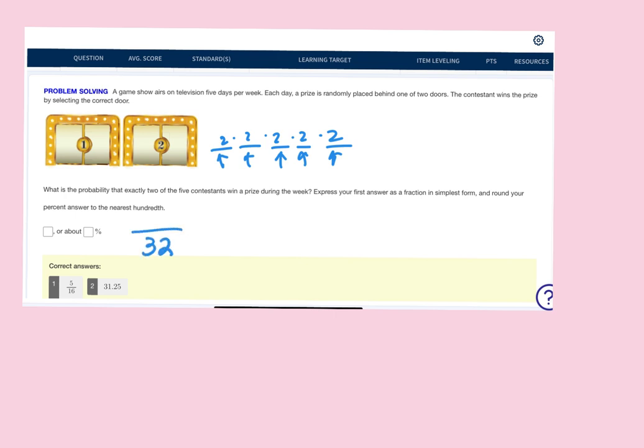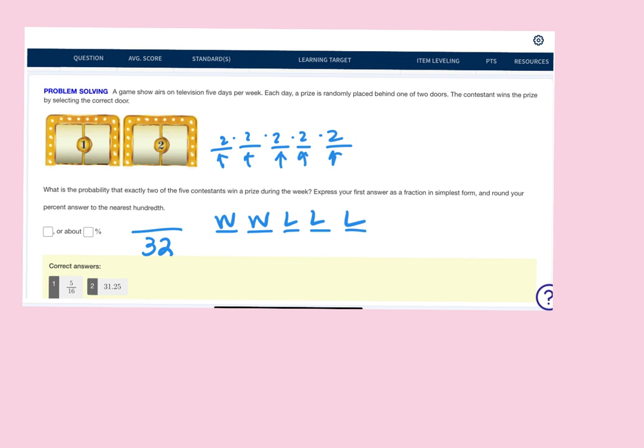Now to figure out how many of them have exactly 2 wins, you're going to have to build your sample space. The good thing is we don't have to build them all the way through because we only want the ones that have 2 wins. So let's say the first 2 spaces are wins. If they win the first day, they win the second day, and then they lose the remaining days. That is what one sample space would look like with exactly 2 wins.